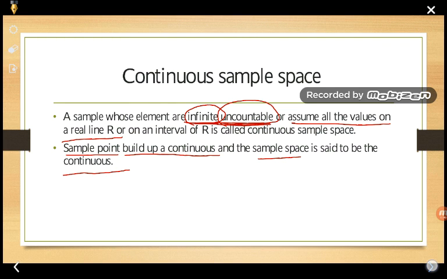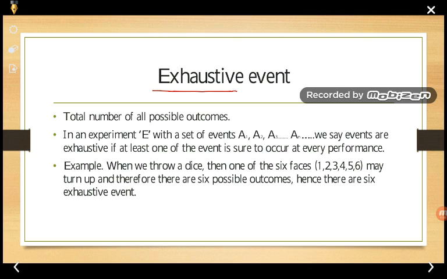Next, coming up to the types of events. The events may be exhaustive, मतलब समाप्त होने वाला. So the total number of all possible outcomes in exhaustive events. It is the total number of all possible outcomes of an experiment. What is an exhaustive event? Total number of all possible outcomes of an experiment.